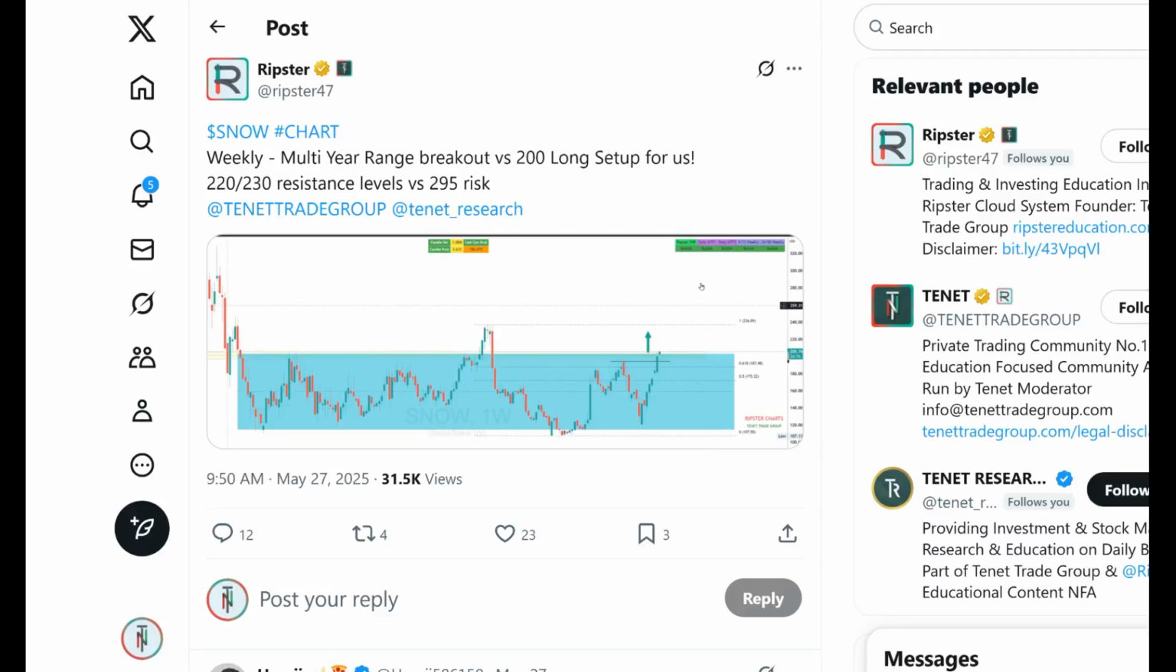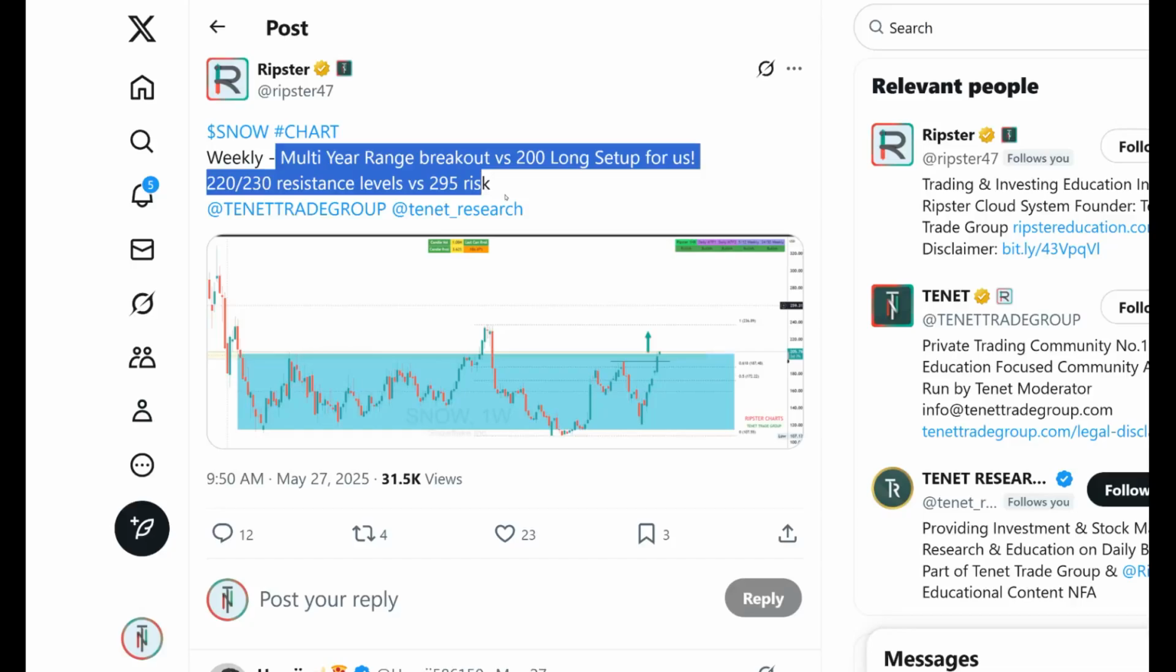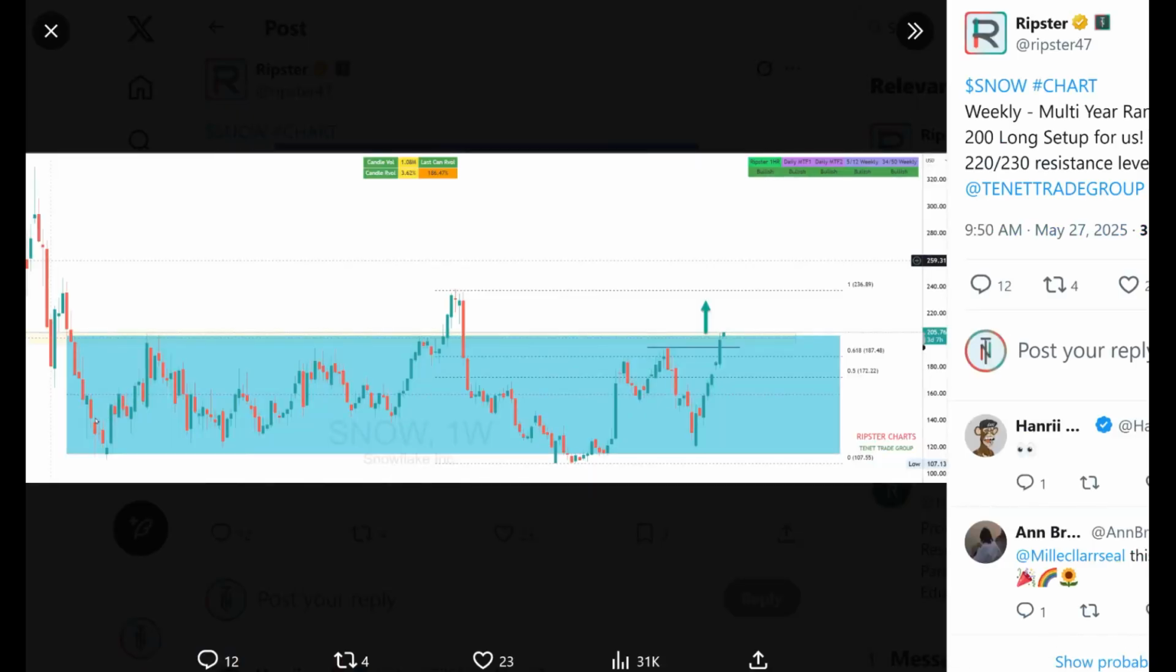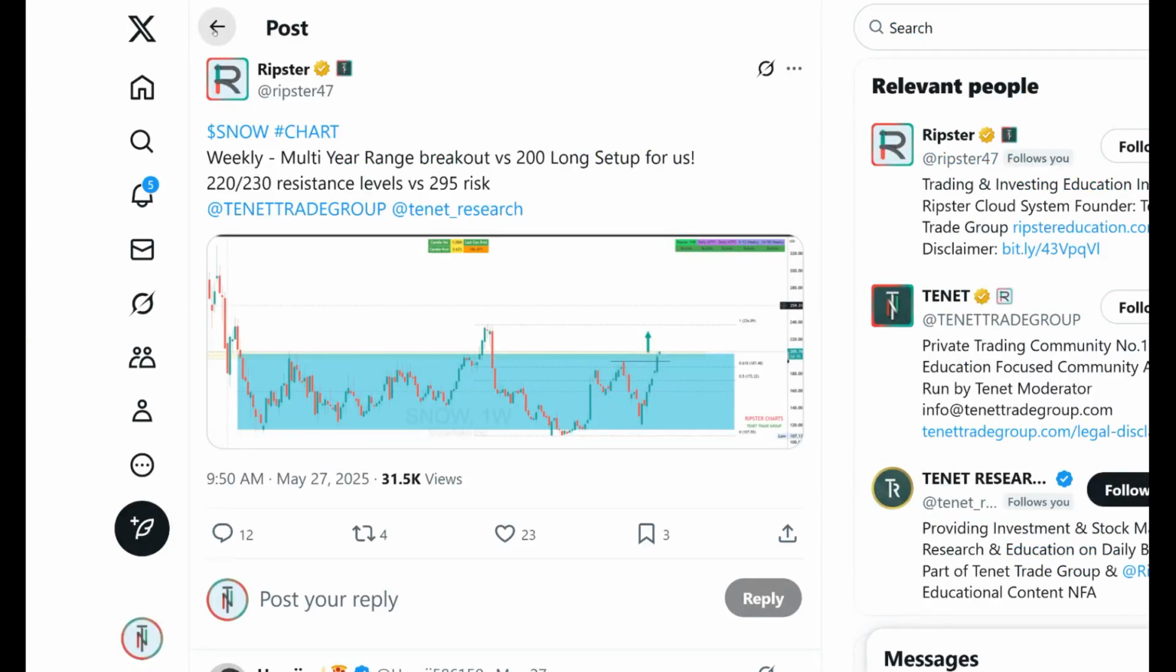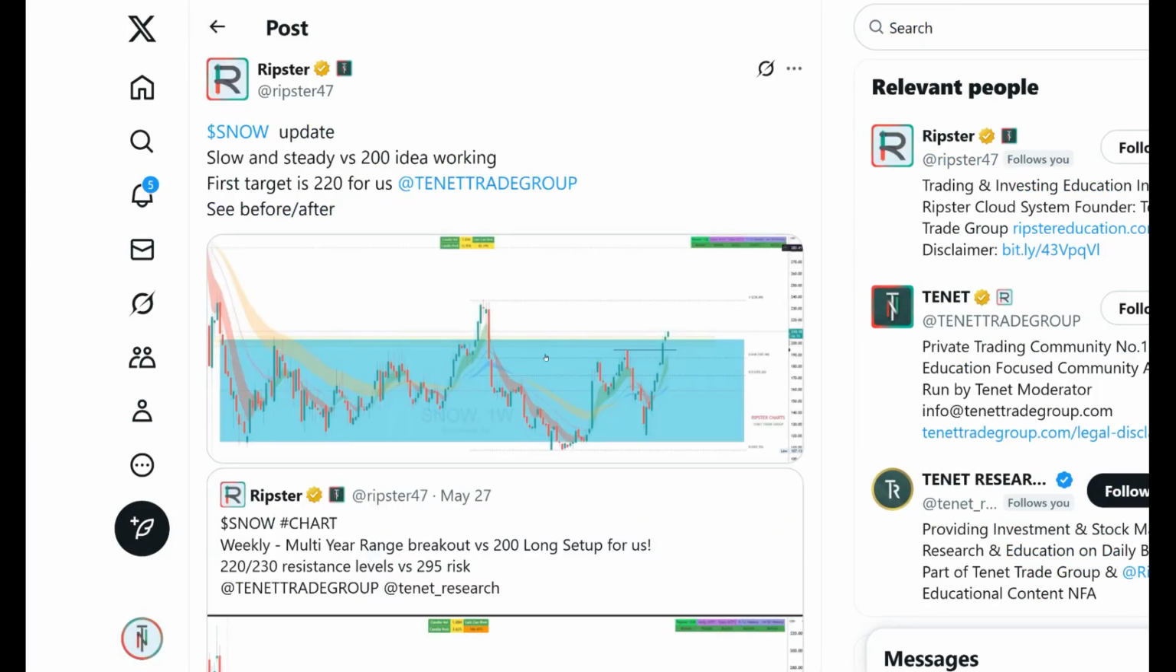Okay, so what was so bullish about Snow, right? The setup on Snow was you risk 295, multi-year breakout. This is called a multi-year breakout. You need to read this. It's not rocket science. It's easy. So that gave me conviction that one day Snow is going to move. It started to move.